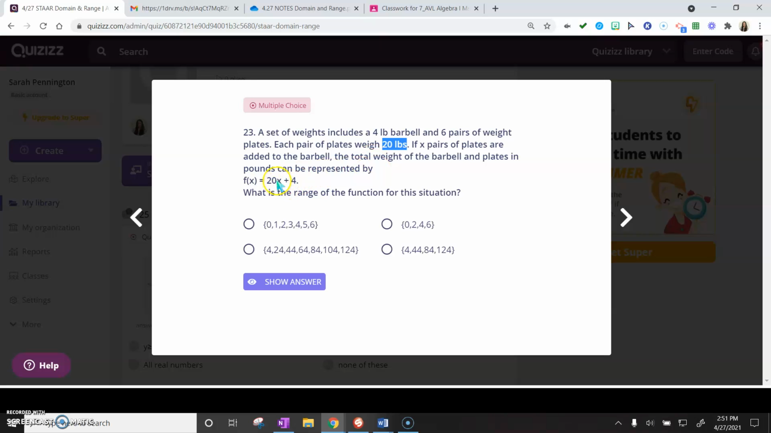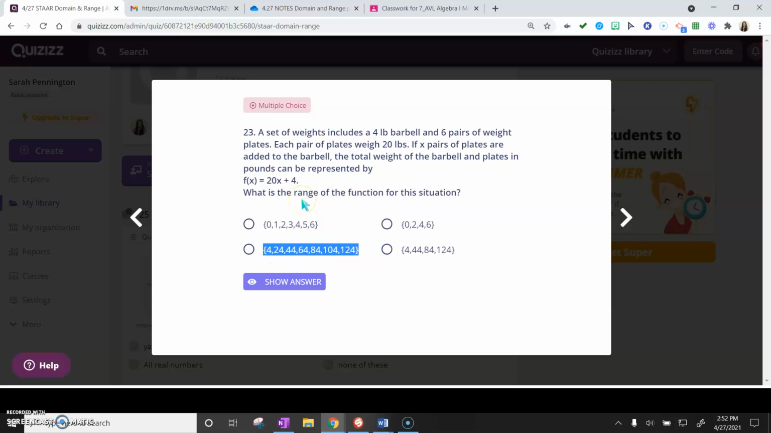So I'll start at 0, so 0 plus 4, just the barbell itself is 4. And then if I put 1 plate on it, it's going to be 20 plus 4. I put another plate, that's another 20, so 40 plus 4, then 60 plus 4, then 80 plus 4, and so on. And so this would be our answer for the range.